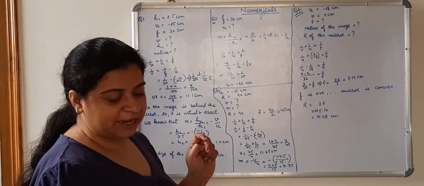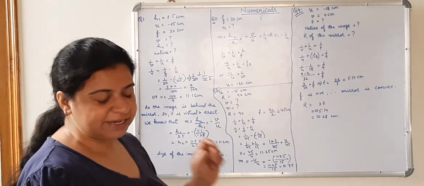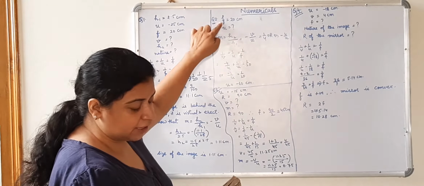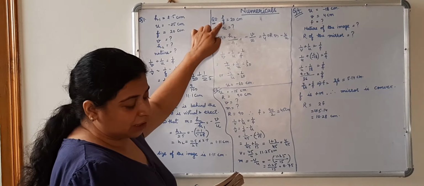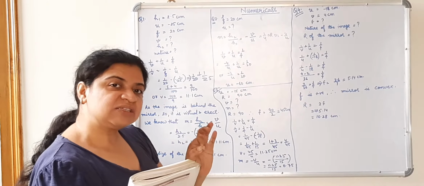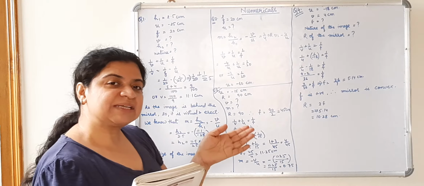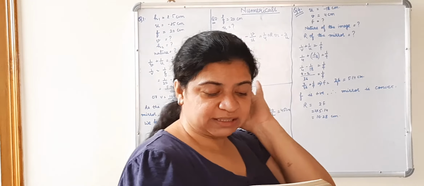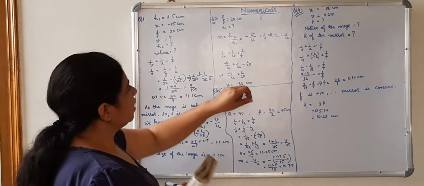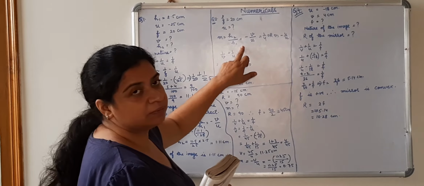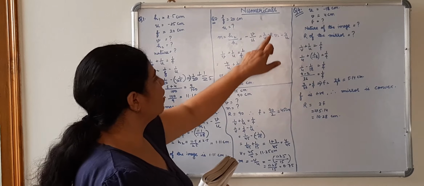The image formed by a convex mirror of focal length 20 centimeter, again a convex mirror, positive focal length, is a quarter of the object. That means whatever is the size of the object, the image size formed by a convex mirror is a quarter of the object. Yes, that is a quarter of the object. h2 upon h1, that is minus v upon u, is equal to 1/4.